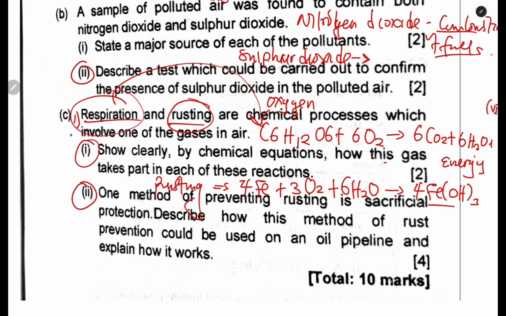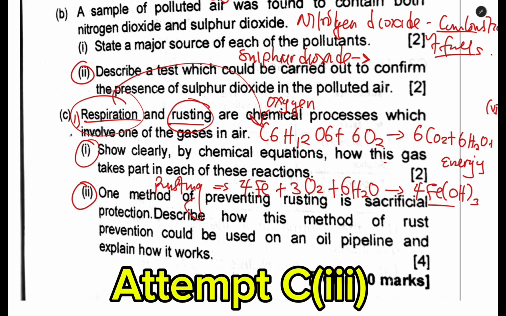Then question 3, one method of preventing rusting is sacrificial protection. Describe how this method of rust prevention could be used in an oil pipeline, and explain how it works.